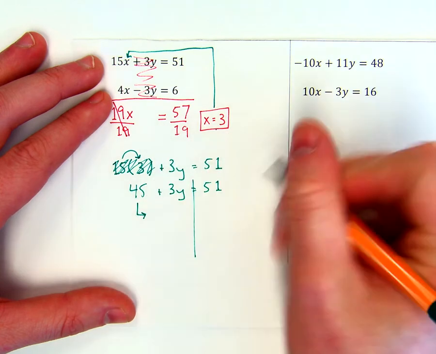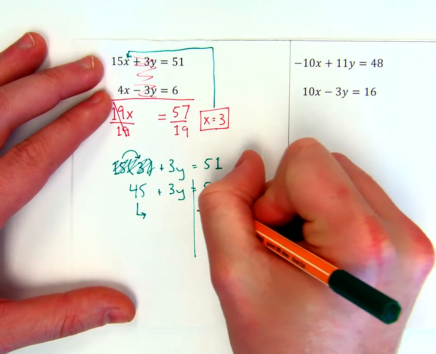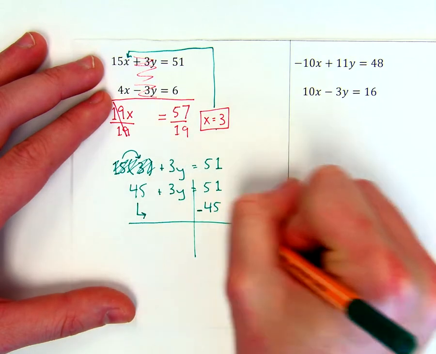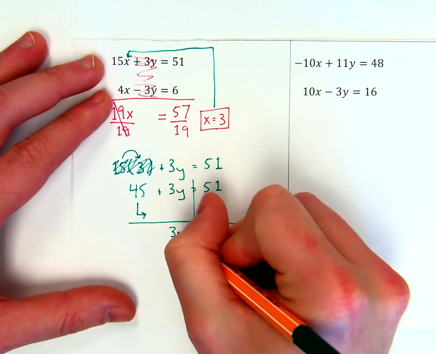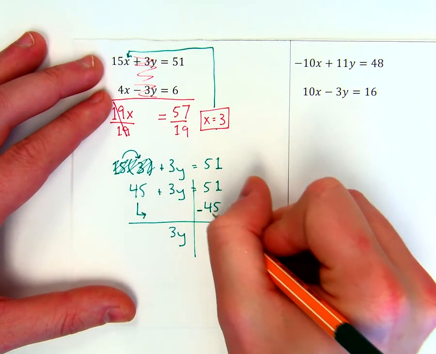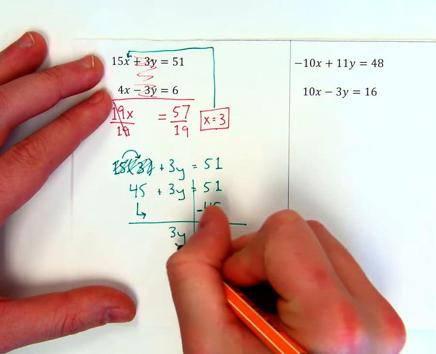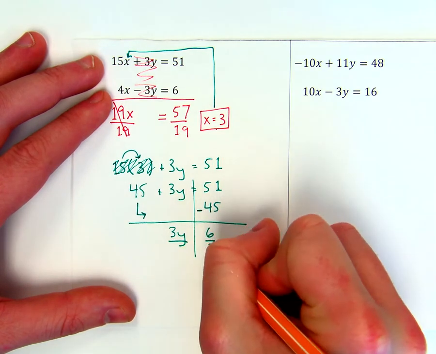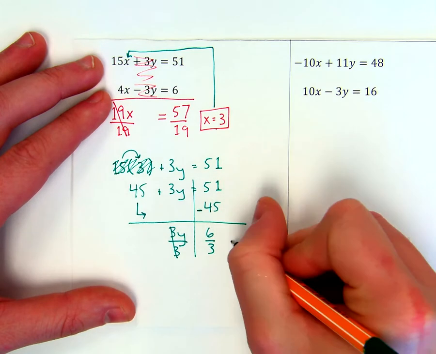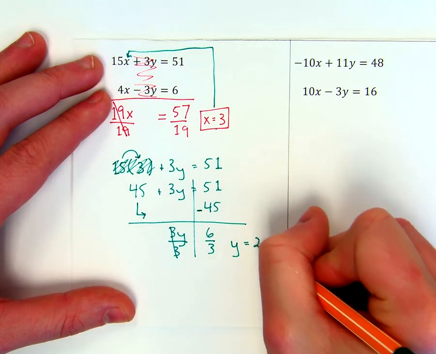If I want to take a positive 45 and send it over to the other side, it becomes a minus 45. We'll find that 3y equals 51 minus 45, which is 6. And when we undo a times 3 with a divide 3, we'll find that y equals 2.